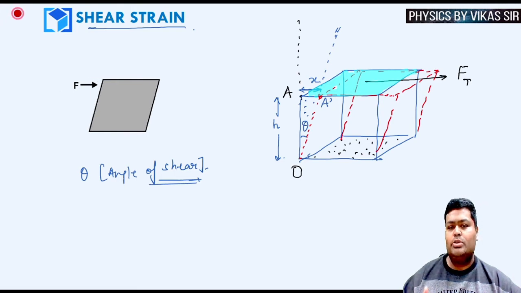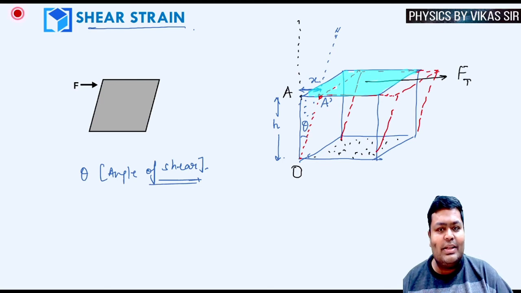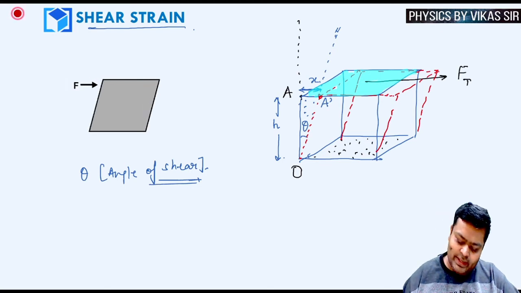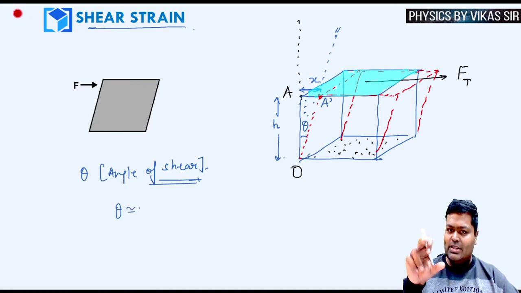Remember, I'm talking about a solid. So solids are mostly rigid. They are mostly rigid, right? So this theta value is going to be small. So theta is written from there. If you write tan theta, that's going to be x upon h.